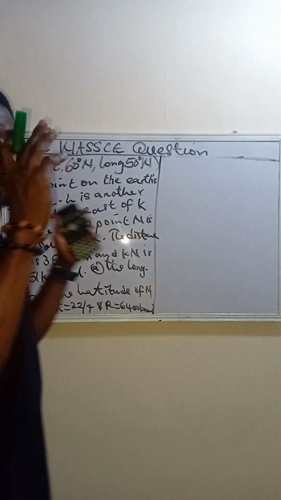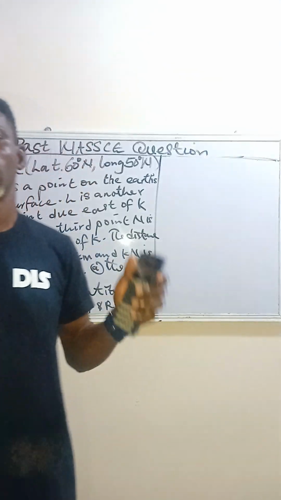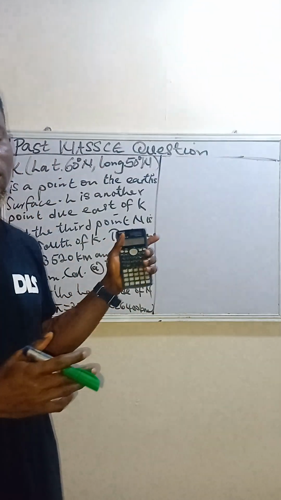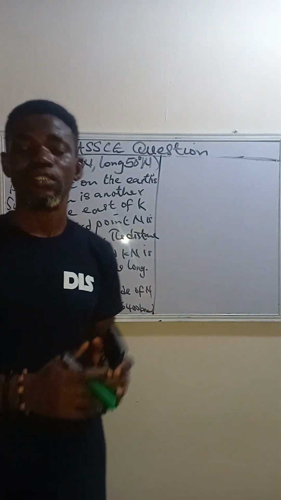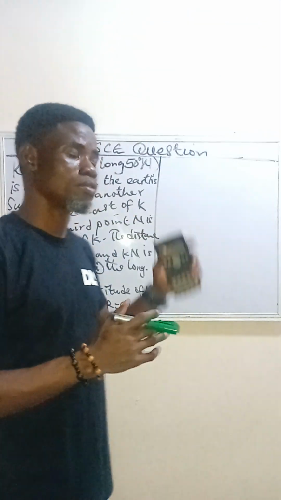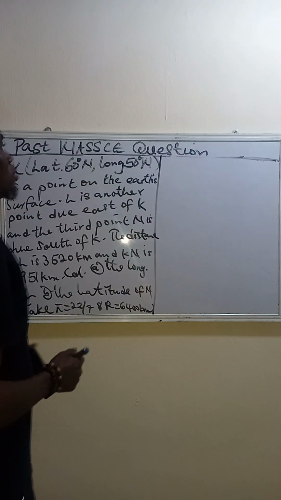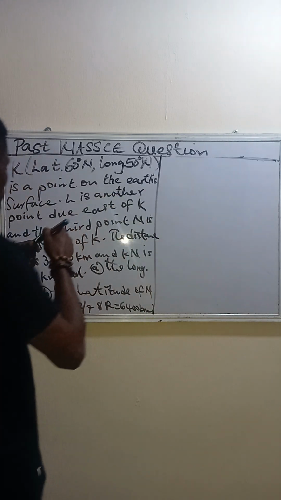Okay, let's take this as the last example on longitude and latitude, especially the last example on calculating distances along the parallel of latitude. So let's take this one. This is one of the WAEC questions. Now let's look at this one.